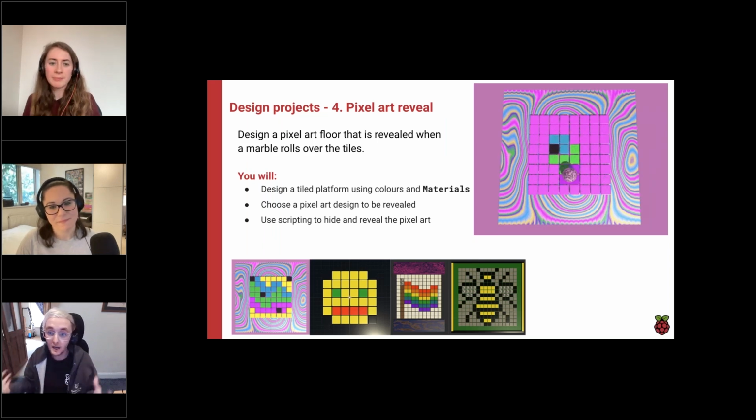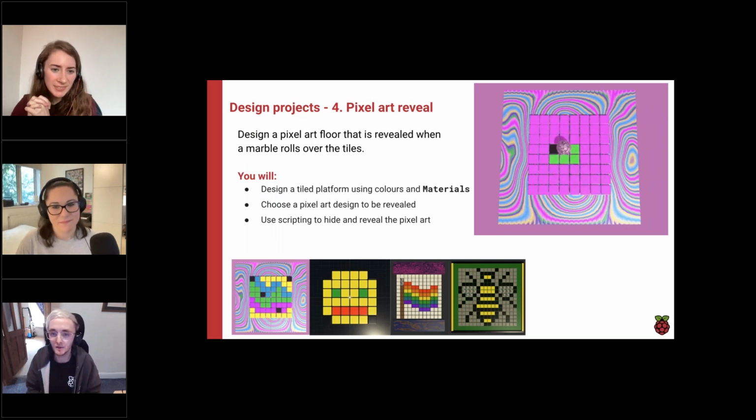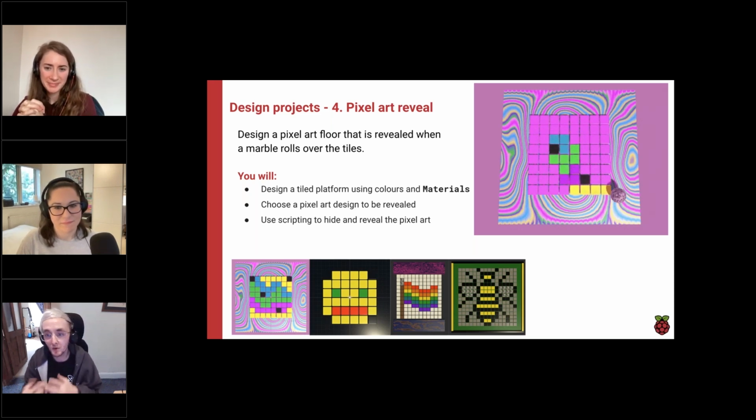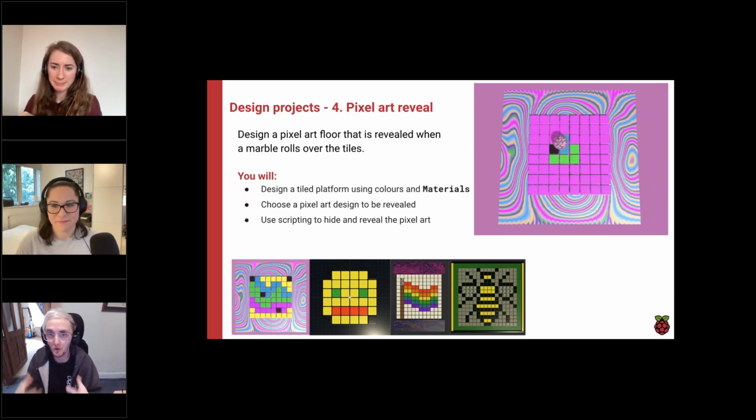So this is where they get to get creative and combine the things that they've seen in the other projects. The first one is called Pixel Art Reveal. They get to make their own pixel art and then roll a disco ball around to reveal it. This is, again, more of an interactive toy, but also mixed in with some of that color changing and controlling how things look through code.